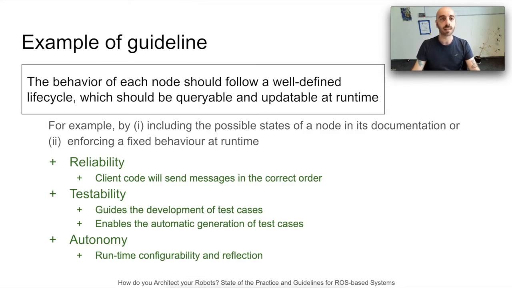Here we can see an example of a guideline where we say that the behavior of each node should follow a well-defined life cycle, which should be queryable and updatable at runtime. For example, in our dataset, we noticed that practitioners are doing this by including the possible states of a node in its official documentation, or even by enforcing a fixed behavior at runtime. By following this guideline, practitioners can gain in terms of reliability, testability, and autonomy.